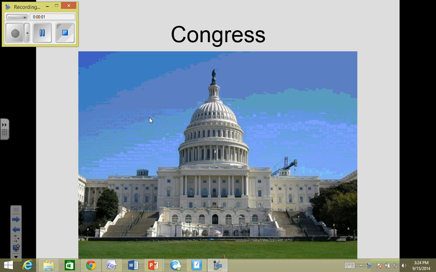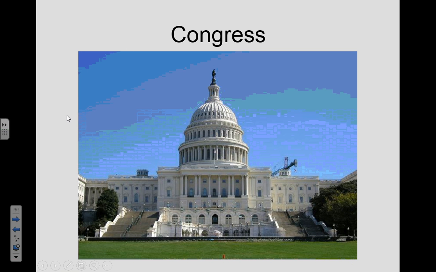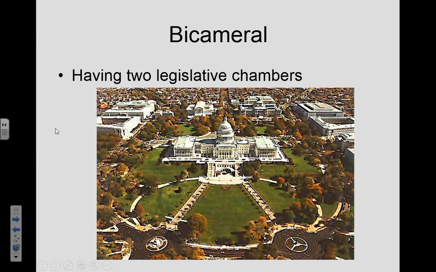Let's look at Congress. Now, Congress is part of the legislative branch. When we're talking about Congress, we're saying the House and the Senate. We call that a bicameral system, and bicameral simply means that we have two chambers within our Congress. Just as simple as that.